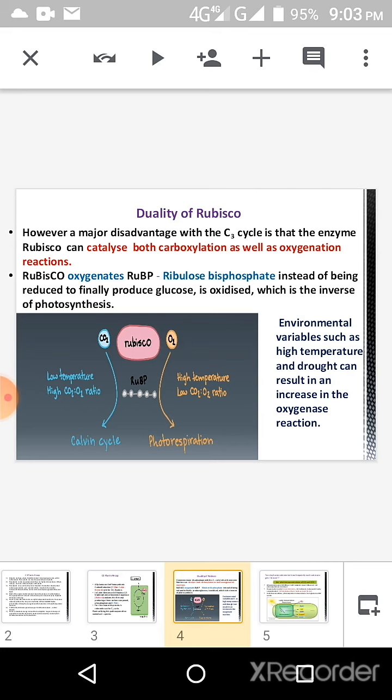So this is a process which is a waste. It does not lead to any gain in the form of some photosynthetic substrate being synthesized. Environmental variables such as high temperature and drought result in the increase in the oxygenase action of Rubisco.